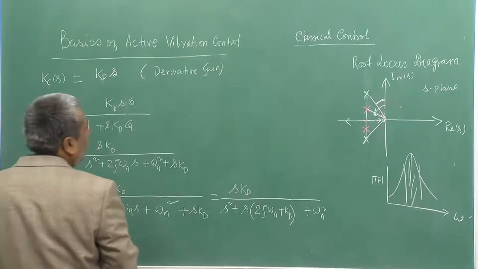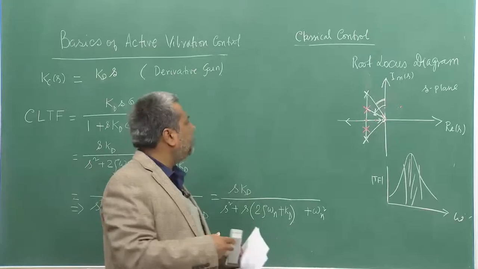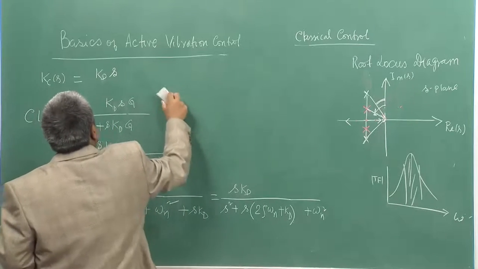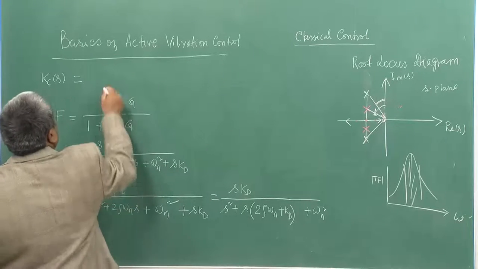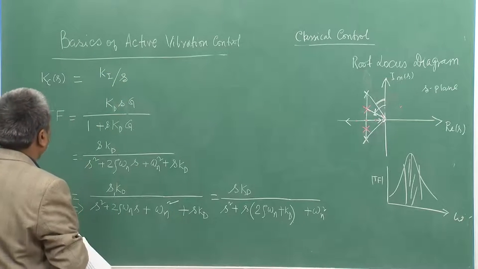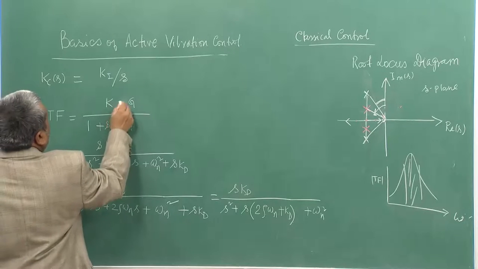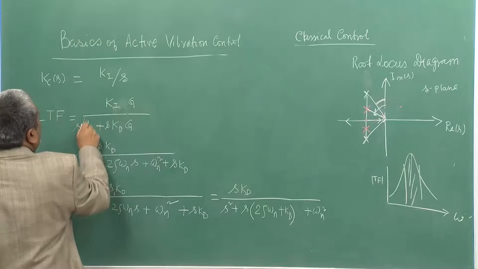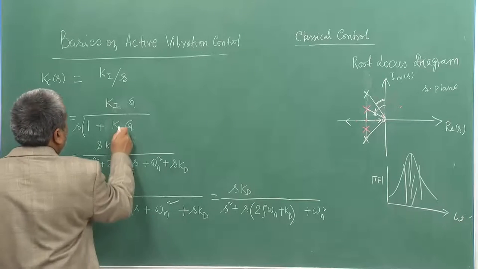Now what happens is that sometimes this kind of system may also become a very fluffy system, you know, they don't stabilize very fast, etc. So we can try for another system which is known as Ki over S, and we call that an integral control system. So then it will be Ki over S, so Kg Ki over S times 1 plus Ki over S.